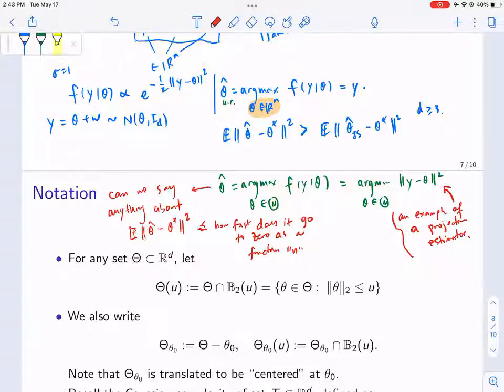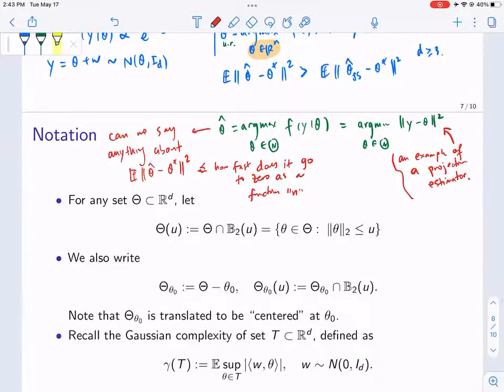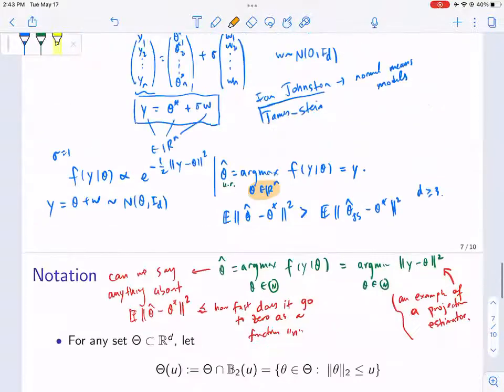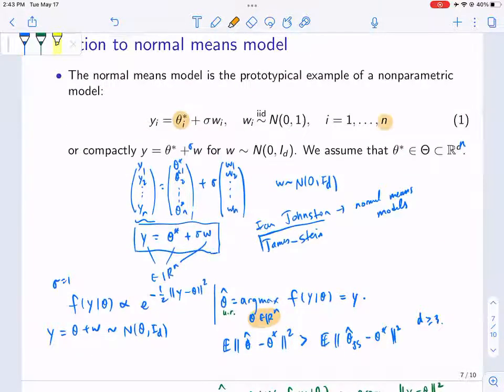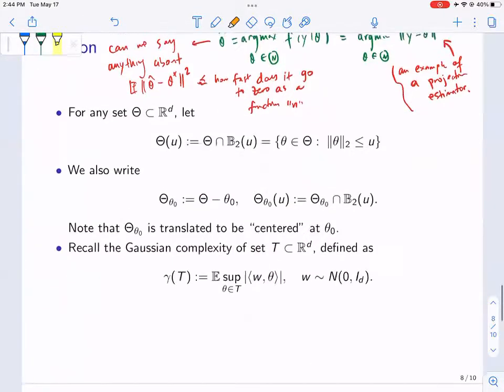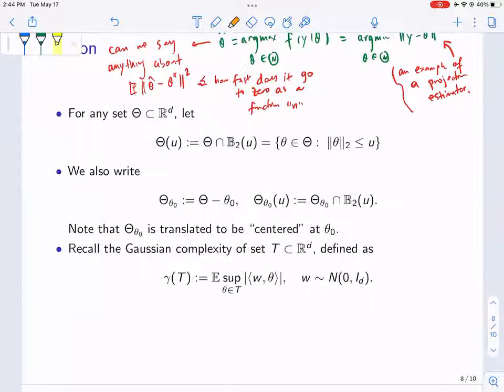In order to do that, we're going to need some notation. For any set theta, a subset of R^d. Now I'm switching to R^d, and later on we'll switch back. I'm going to call this d because my notes are in d, but you can think of them as n. The d and n are the same, let's say. So theta is some subset of R^d.